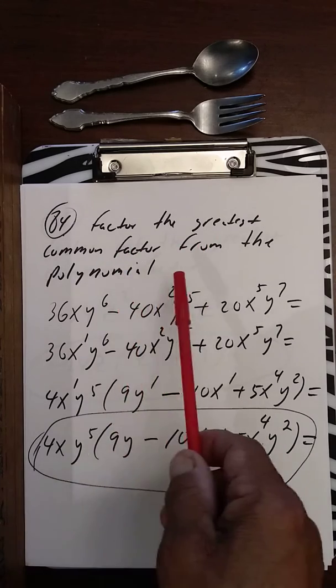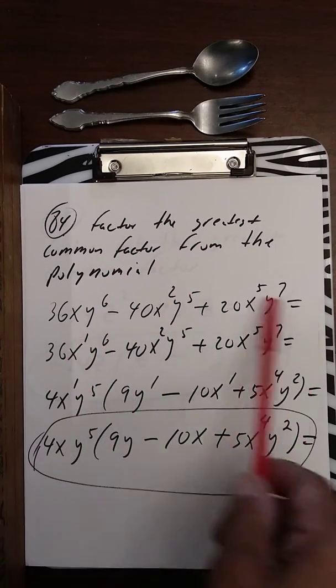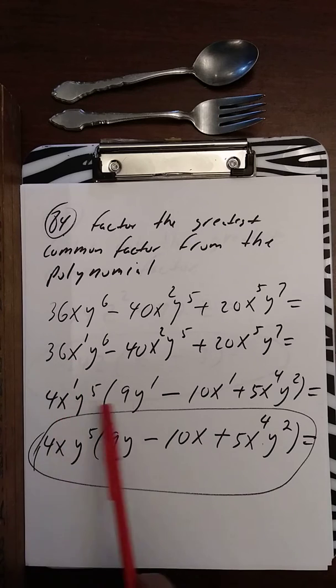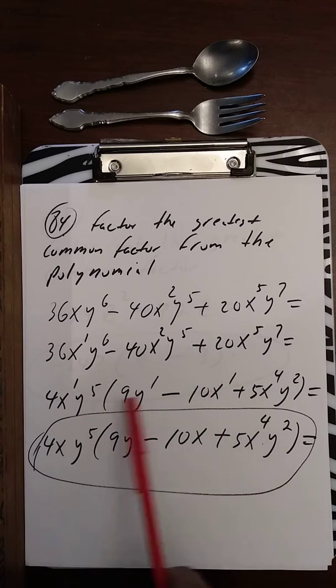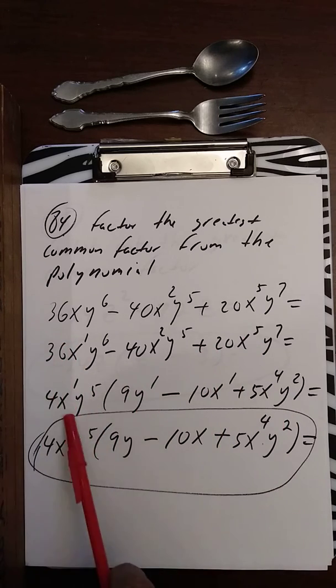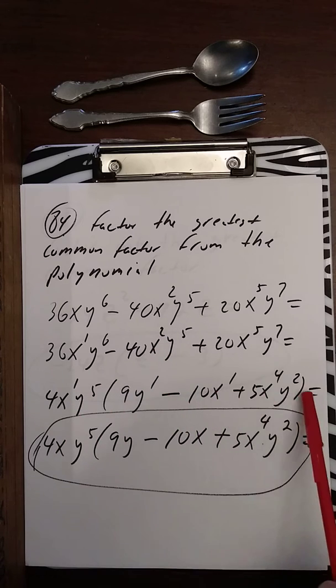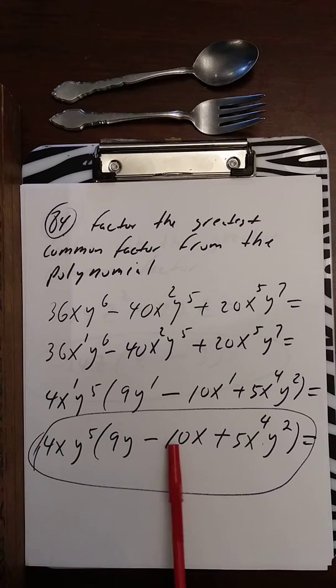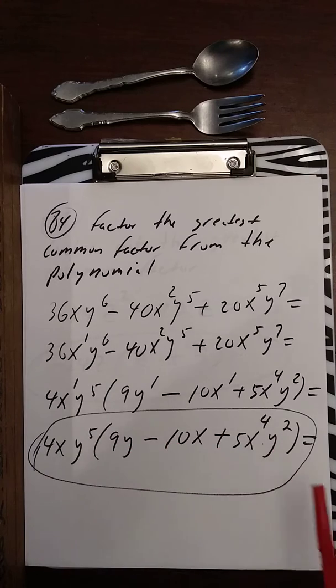Factor the greatest common factor from the polynomial. So from all this right here, we can take out 4x to the 1, y to the 5. Left over, 4 times that, and 4 times that one, 4 times that one. So we're left with 4x to the 5, y, 9y, minus 10x, plus 5x to the 4, y squared.